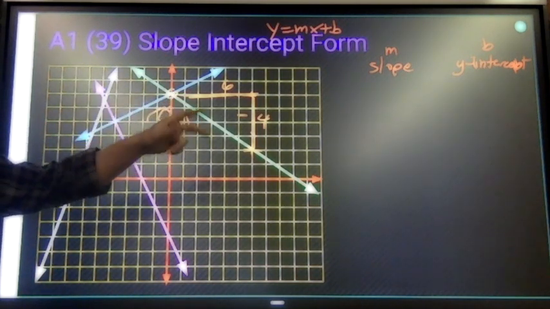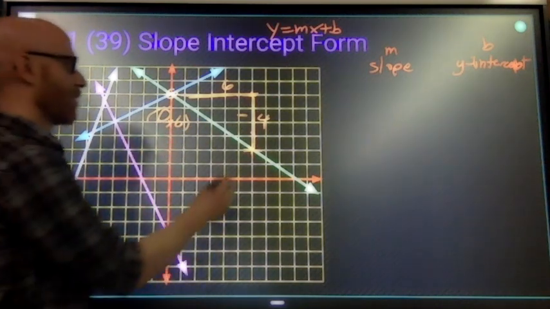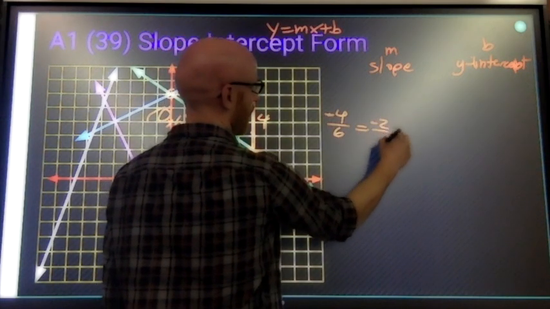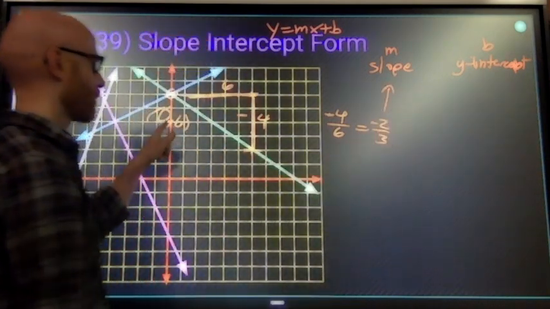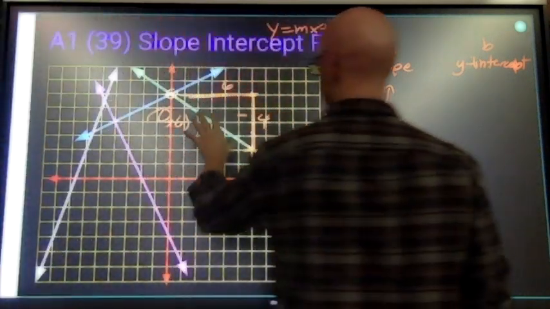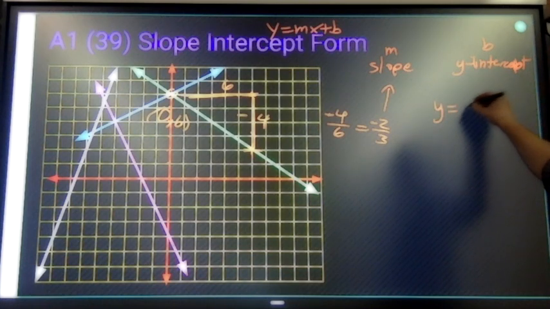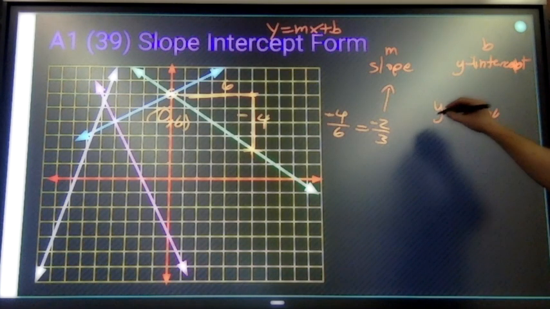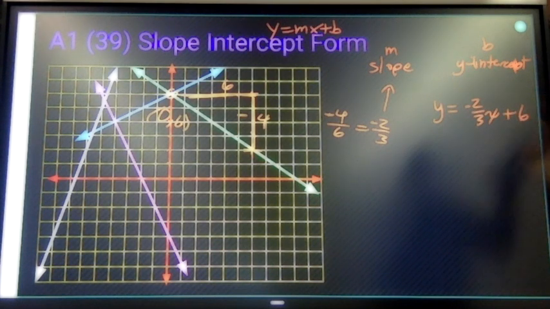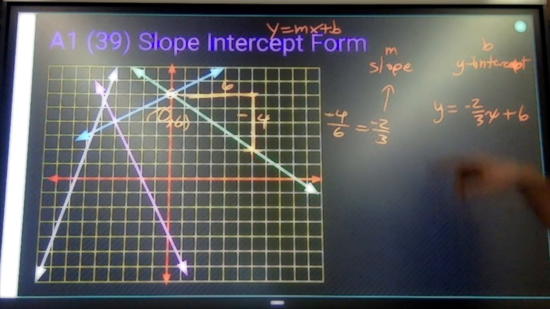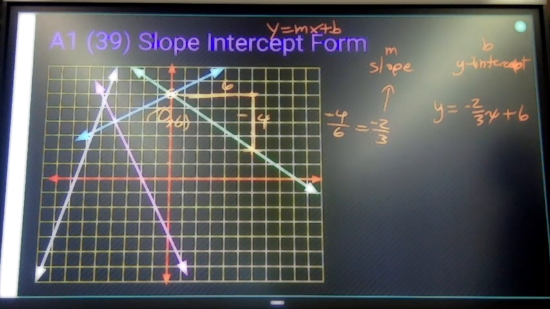This time though, we're upside down from how we were before. So our slope is -4 over 6, or -2/3. Y-intercept was 6. Final answer for my green line is y equals -2/3, that's the slope, times x plus 6, because 6 is my y-intercept. Hit pause. See if you can do the same thing for the blue line and the pink line. Then unpause and check against what I do.